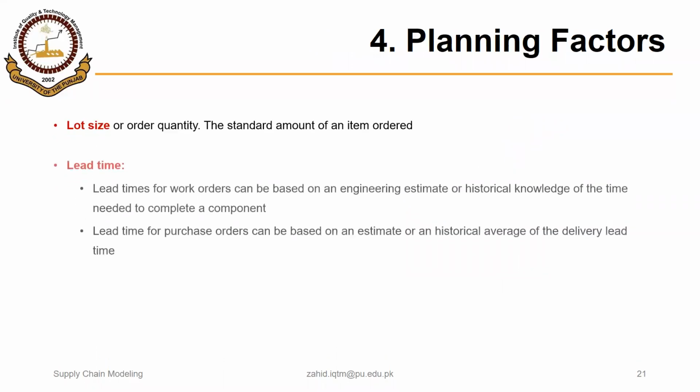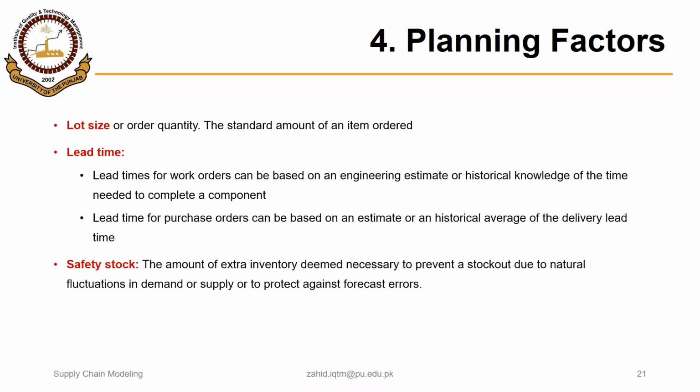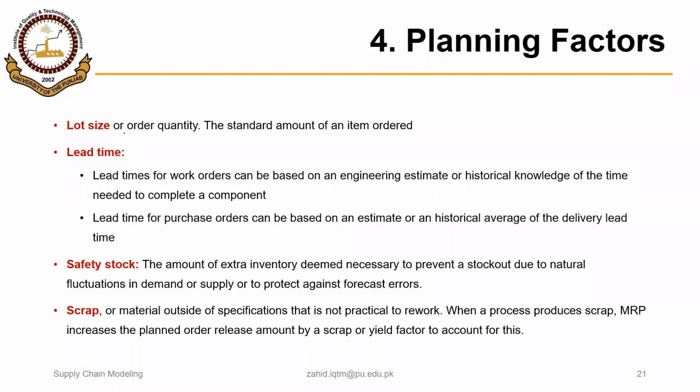And finally, we have some important planning factors. One of them is the lot size or order quantity, the standard amount of an item ordered. We can have fixed order quantity, lot for lot, or economic order quantity. So that is the standard amount of an item that is ordered.